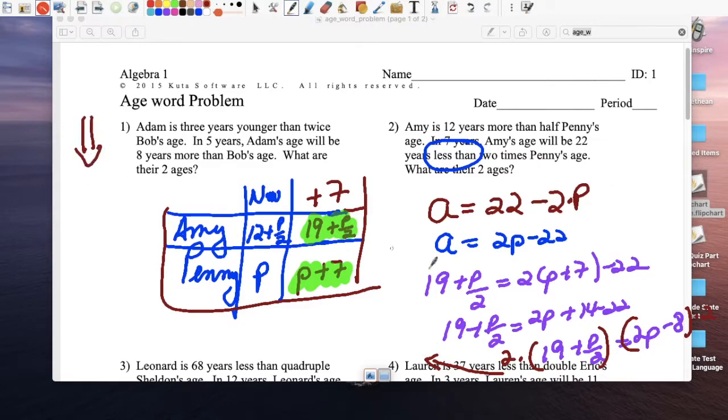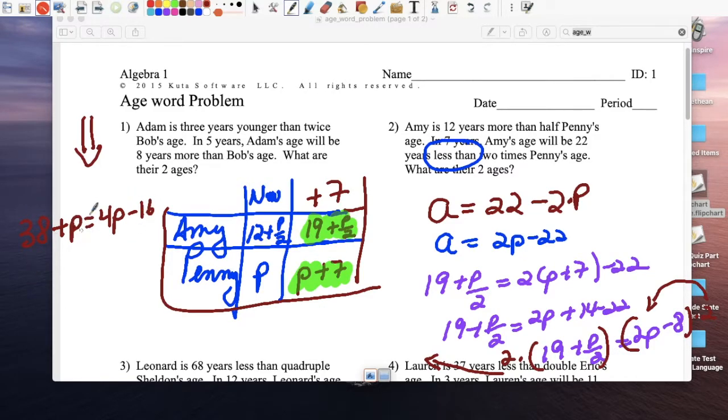2 times 19 is 38, so I can write it over here. 38. And then that 2 times P over 2, the 2's are going to cross out, and I'm going to be left with P. On the right side, 2 times 2P is 4P. And then 2 times negative 8 is negative 16.